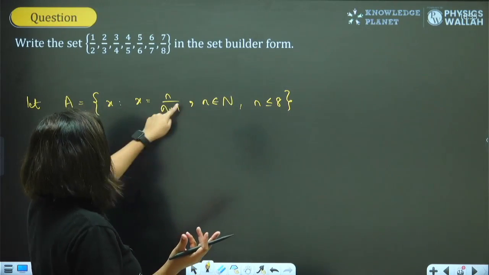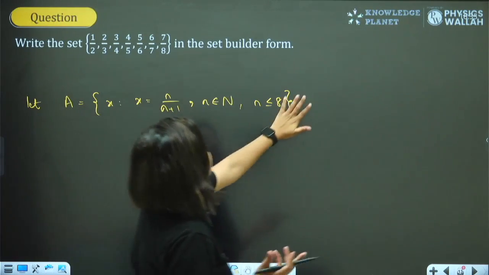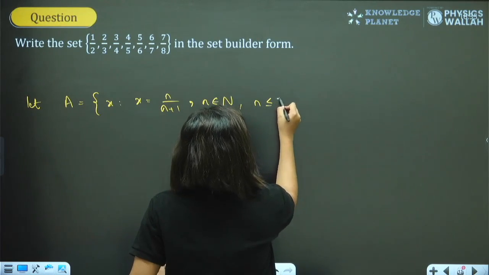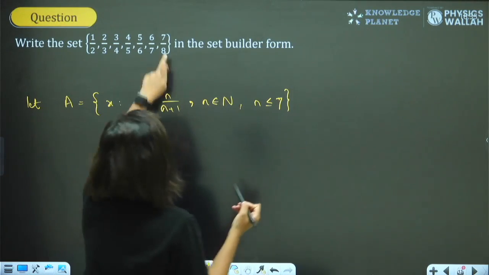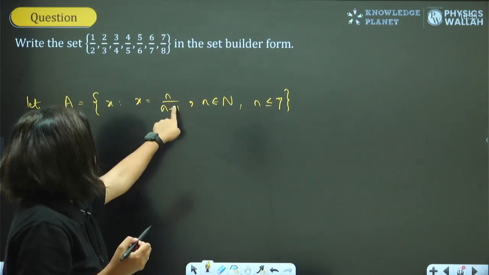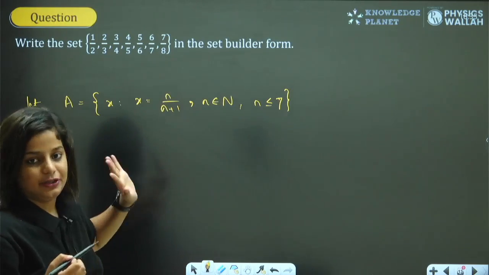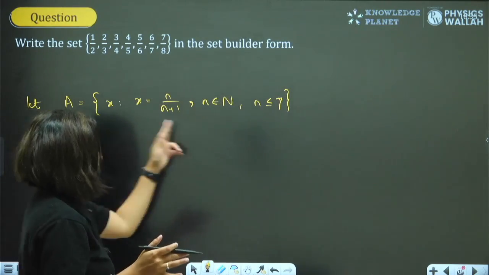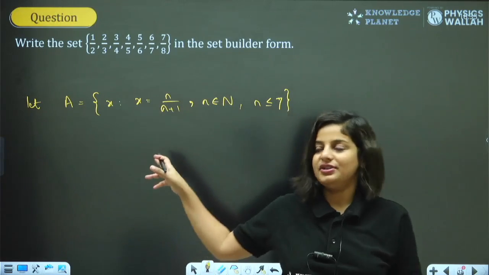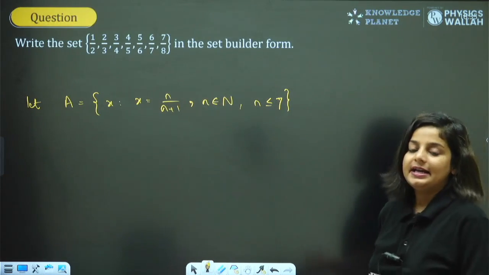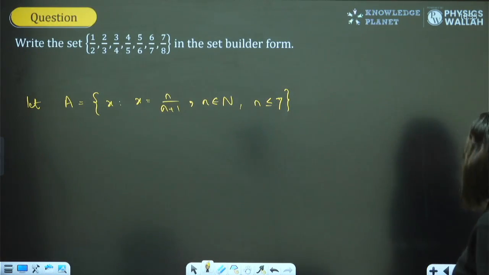So you take the values of n less than or equal to 7, because the last n is 7. 7 upon 7 plus 1 will give 8. Right guys, check. Put n from 1 to 7 in this formula, and you will get the needed set.